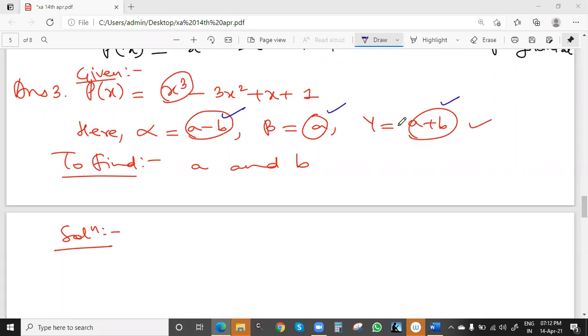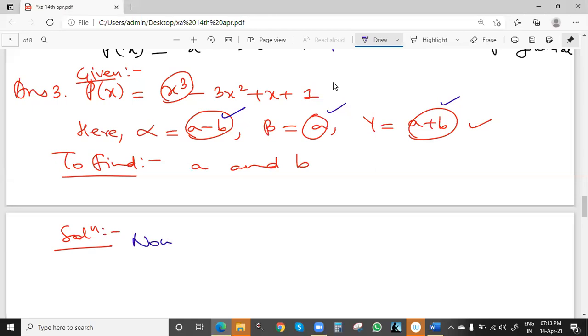Diksha, Ashish, Pratibha, Pratyusha, Steve. Yes. How can we find a and b values? See, it is very much similar to our previous questions. Simply, we will use the formulas for the sum of the zeros, the sum of the product of two zeros, and the product of the zeros, and then we can find a and b values.